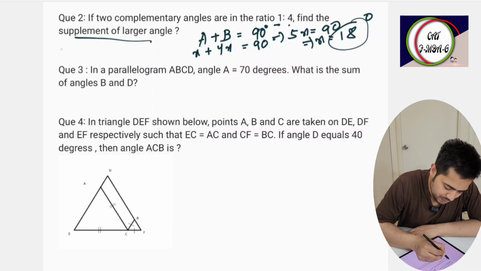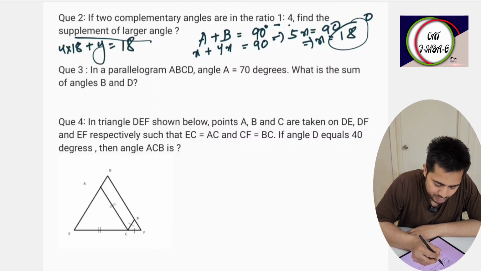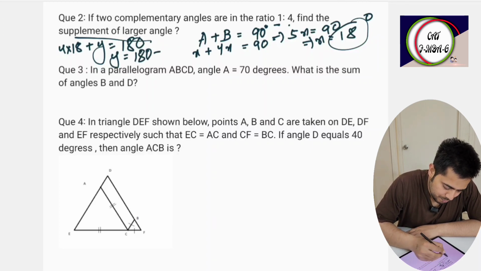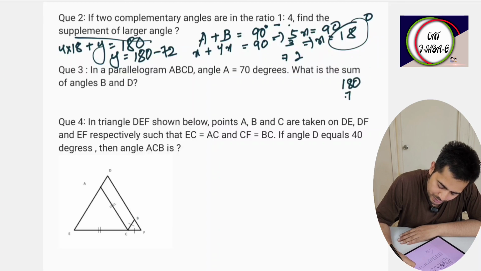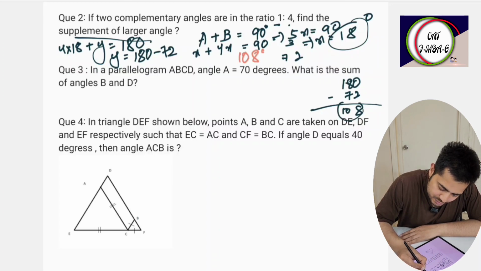Find the supplement of the larger angle. The larger angle will be 4x, so 4 into 18, and plus angle y is equal to 180. So y will be the supplement of it. So y is equal to 180 minus 4 into 18, so 180 minus 72, which is 108. So the answer will be 108 degrees.